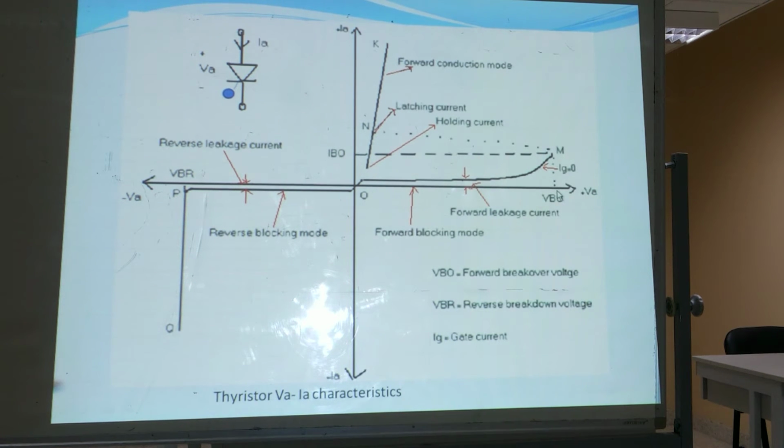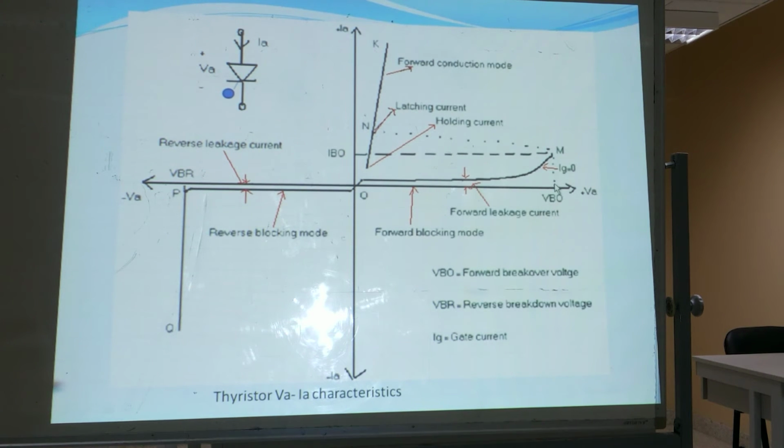Once the anode voltage reaches forward breakover voltage VBO, at this point VA suddenly decreases and IA increases gradually. Why? Because IA is increasing above the latching current, so that thyristor goes into forward conduction mode. Once the anode current rises above the latching current, thyristor gets into the forward conduction mode. So from O to M, it is forward blocking mode. As long as anode voltage is less than forward breakover voltage, thyristor is in forward blocking mode, and only a small forward leakage current is flowing.